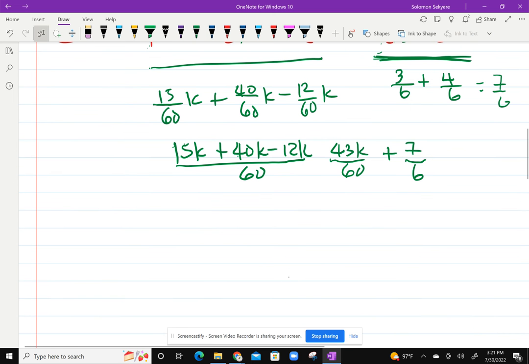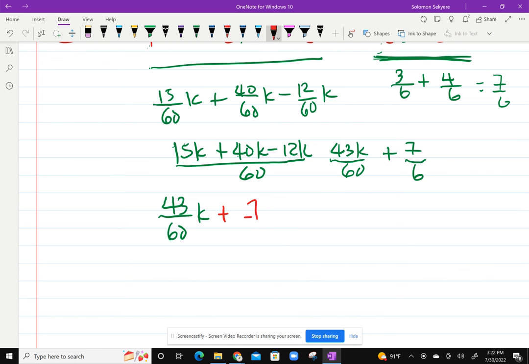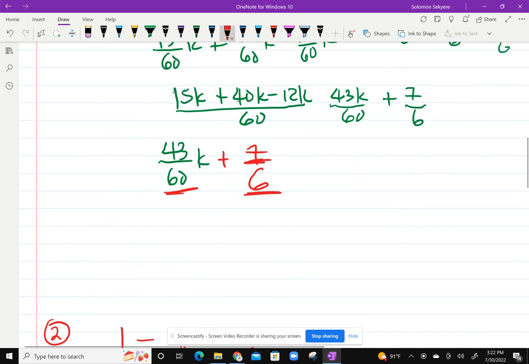When we get here, remember, 43 over 60k plus 7 over 6. You are done at this point because guess what? This is a term in k. This is not k. So you cannot put those together. All right. So you're done. This is what you end up with.